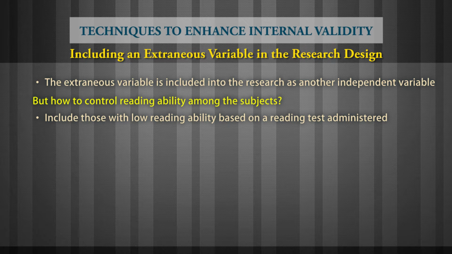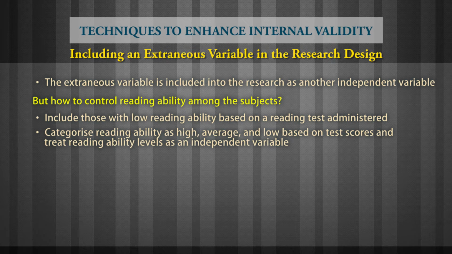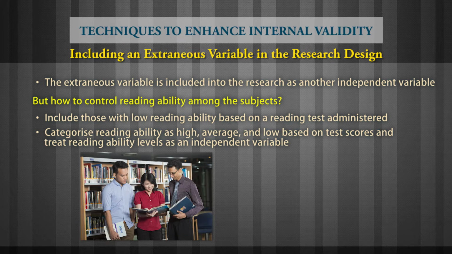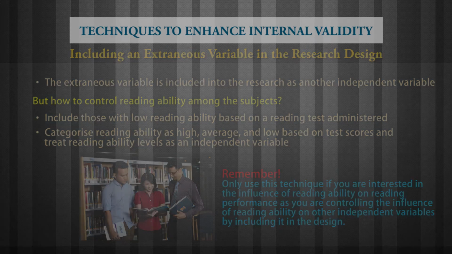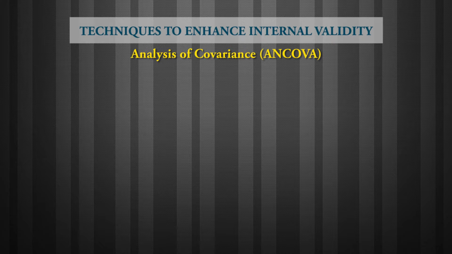You could include only those who have low reading ability based on a test on reading you administered, or you could categorize reading ability as high, average, and low based on test scores and treat reading ability levels as an independent variable. However, you should use this technique only if you are interested in the influence of reading ability on reading performance. What you have done is to control the influence of reading ability on other independent variables by including it in the design. The fifth technique is using the statistical procedure known as analysis of covariance or ANCOVA.